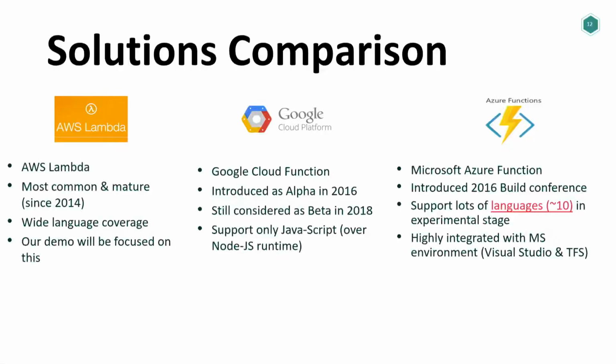We wanted to focus on one specific solution because we wanted to create some demos, so we compared them. Compared to Google and Microsoft Azure, Amazon has AWS Lambda. It's the most common, it's considered relatively mature. It's been here since 2014. They have really wide language coverage, and we decided that our demo and our proof of concept would focus on that.